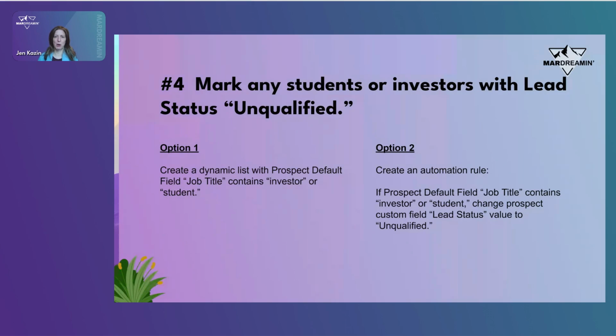And number 4, mark any students or investors with the lead status unqualified. So maybe you have people running a business, and with that job title you don't want them in your system anymore. You want them to be a lead status unqualified. How would you do that? Option 1, create a dynamic list with prospect default field job title, investor or student. Or would you create an automation rule with criteria and the action to change the lead status value to unqualified?